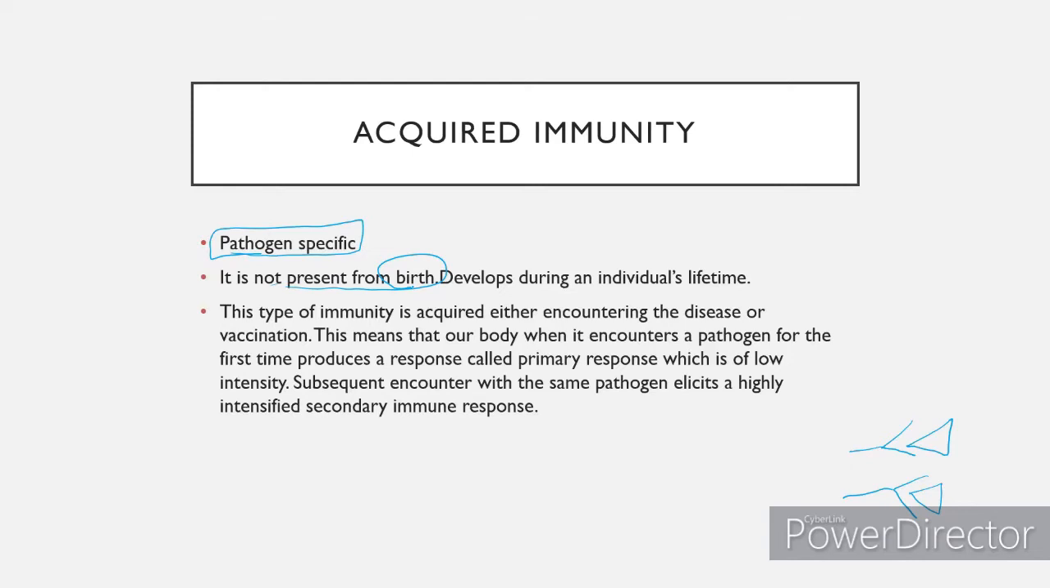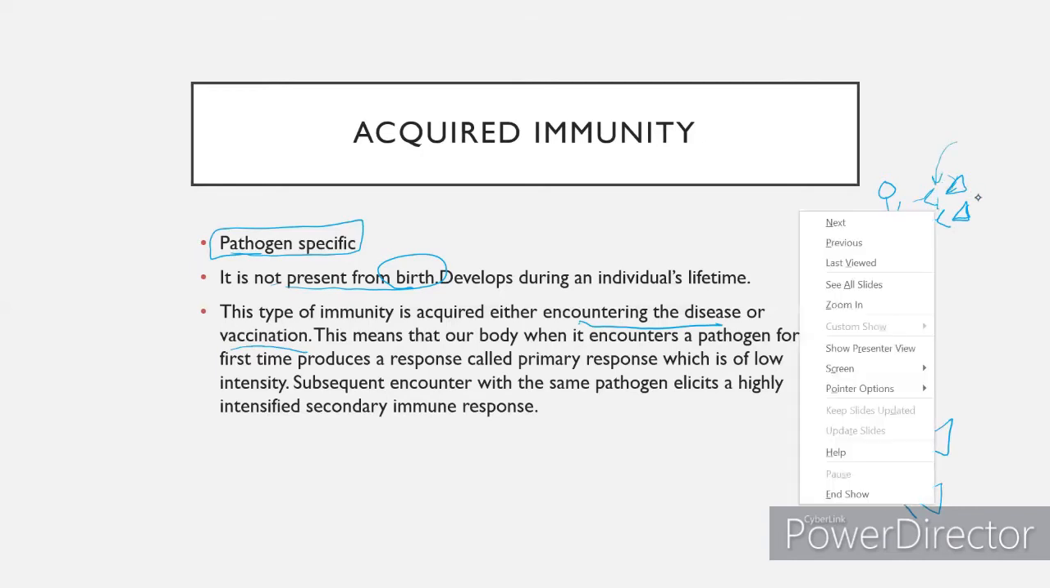So what kind of immunity is this? This particular immunity comes when you encounter a disease or through vaccination. What really happens to the body when it encounters a disease? For example, this individual has chickenpox. There will be some antigens, which are nothing but chickenpox viruses. So the body will release antibodies against the chickenpox virus.